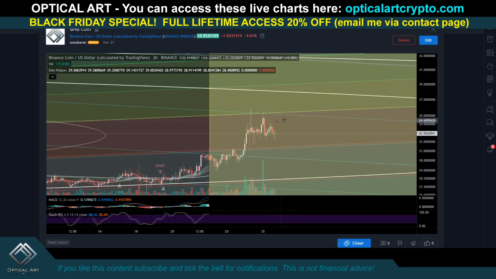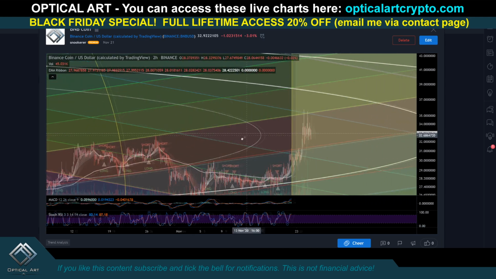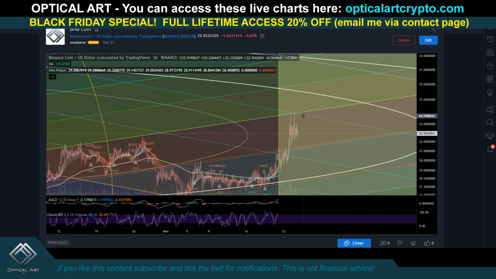So if we push above this point, where are you going to get rejected? Well, if it goes up, since you're expecting this white fib circle, your first rejection point would be this fib channel line here or here, potentially $35.46.